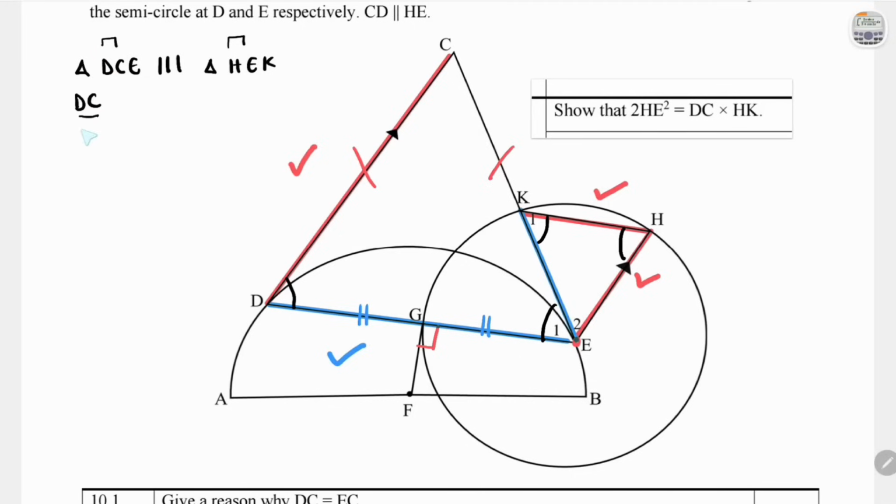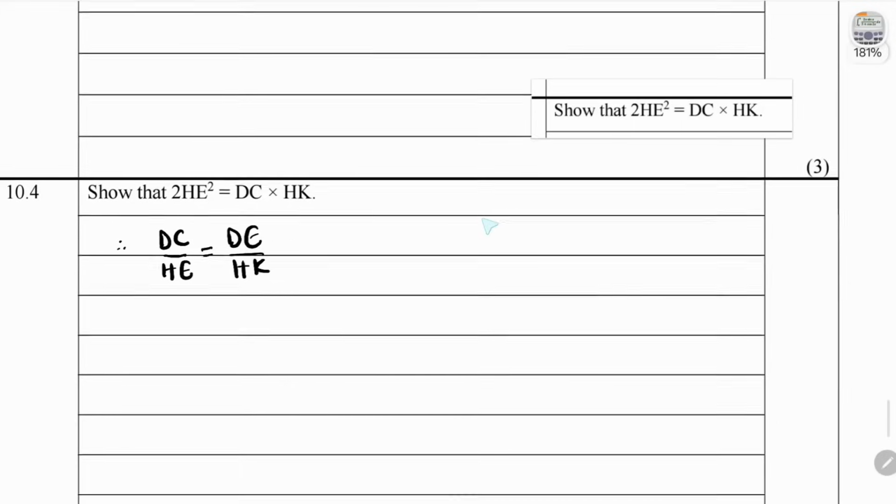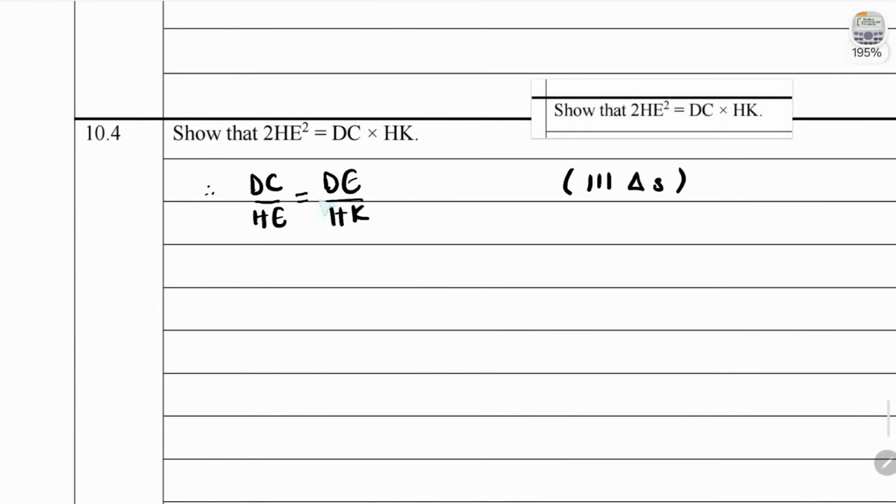So DC goes over HE and it's equal to, now the other side they used in this big triangle was DE. So if you're taking DE, that's the first and third letter, you need to pair that with H and K. So HK. Okay, so this is what we're using. And the reason we are able to use this is because we had similar triangles. So we can just tell them because we had similar triangles. Okay, and now with this, we're going to have to make it look like this. So we will have to show them that relationship with DE. So let's go for that.